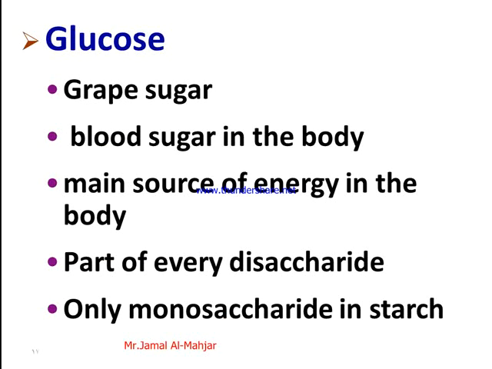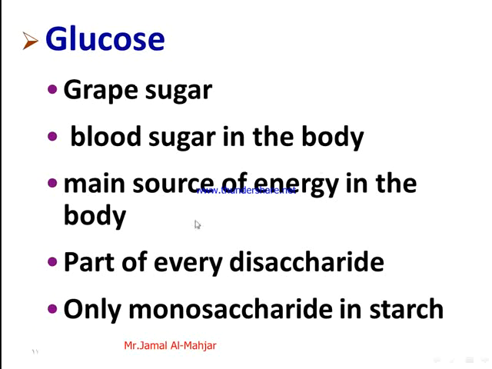We will start with the first one, which we call glucose. It has another name, grape sugar. Look how to memorize it: GG, glucose, grape sugar. It's found in the blood, that's why we call it blood sugar in the body. It is the main source of energy in the body. So the main source of energy in the body is glucose.